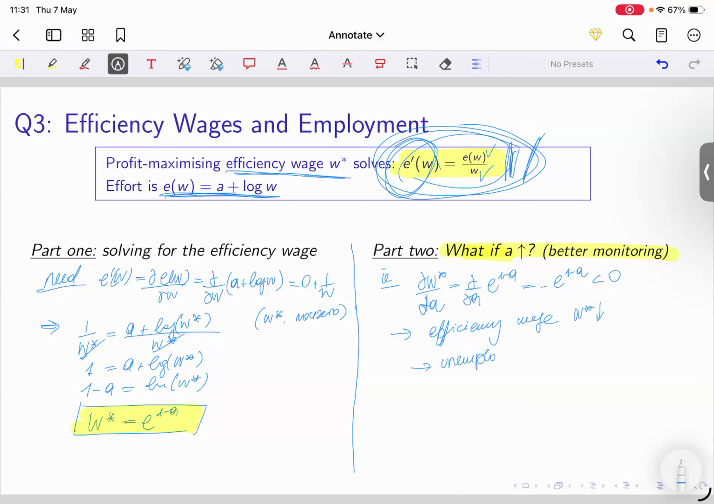First part. What happens to unemployment? Unemployment will also decrease. Why? Remember what unemployment is. People trying to work and not finding work, right? They want to work, they can't. So unemployment is, if you think about the labor market, essentially the difference between supply, those who want to work, and demand, those who offer jobs.